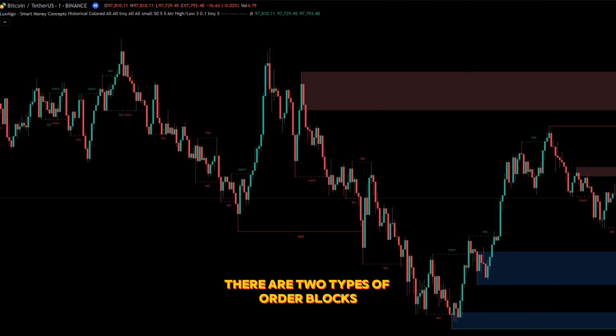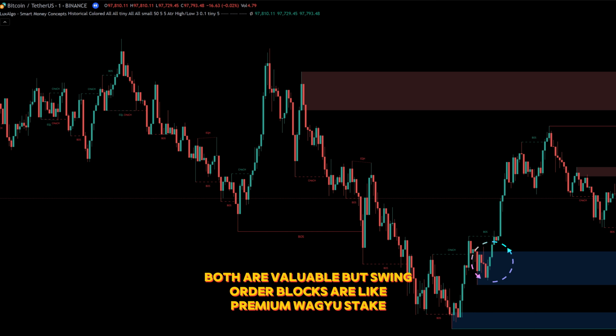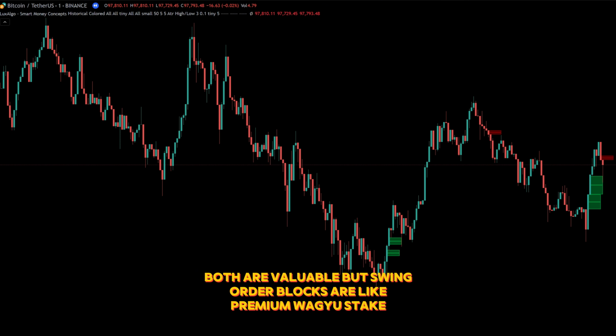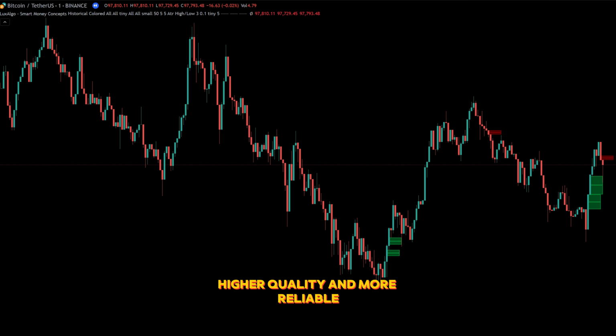There are two types of order blocks: swing order blocks, higher time frame and more significant, or internal order blocks, smaller moves inside the swing structure. Both are valuable, but swing order blocks are like premium Wagyu steak, higher quality and more reliable. Fair value gaps, the price magnets.